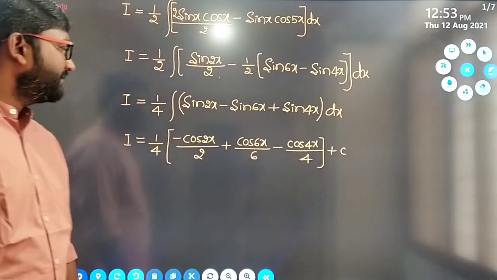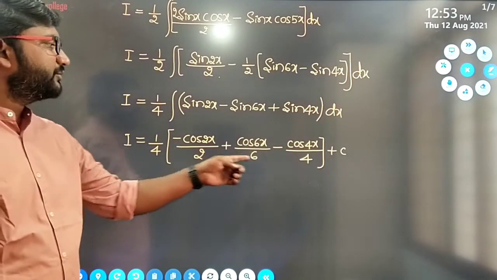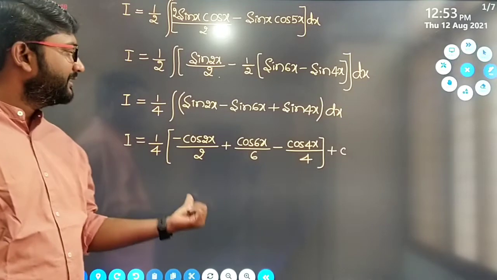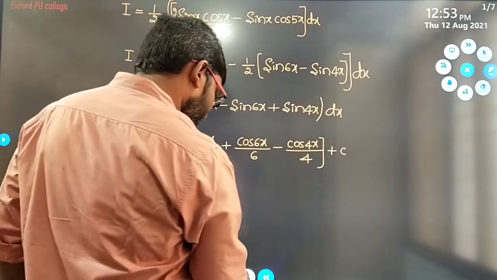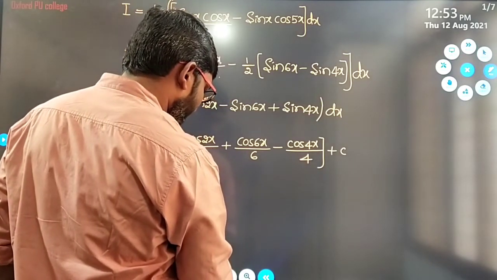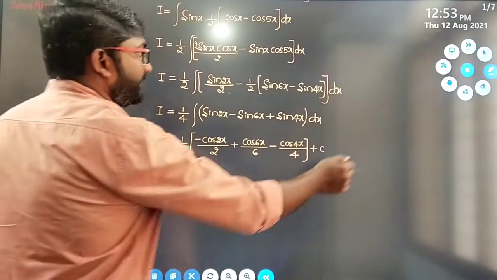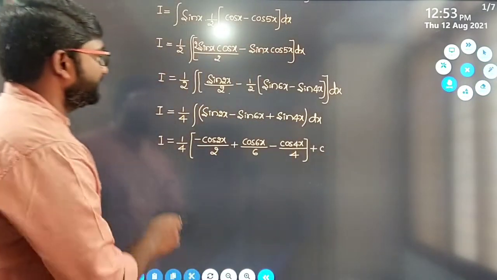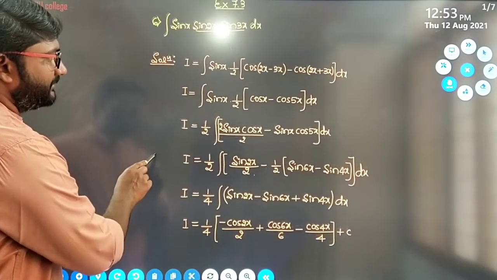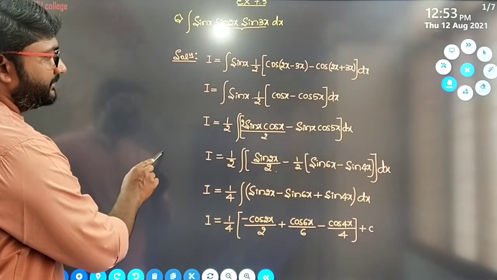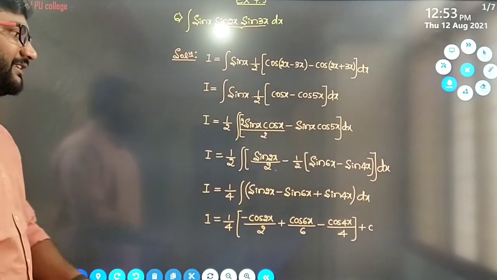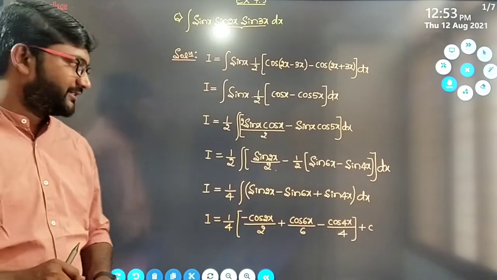So in the next step, you can multiply 1 by 4 with these three terms, or you can simply leave this. So this is the final answer for question number 6. Quickly go through this. Then I will be going for the next question.